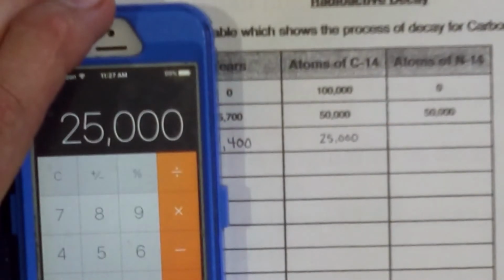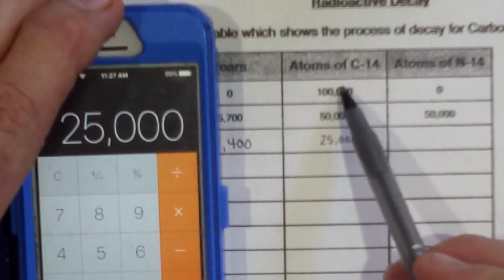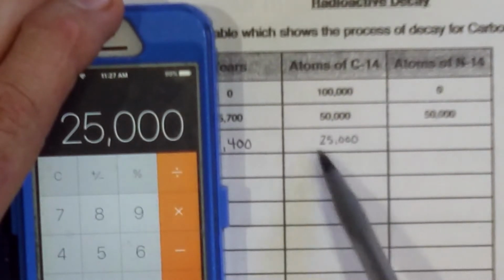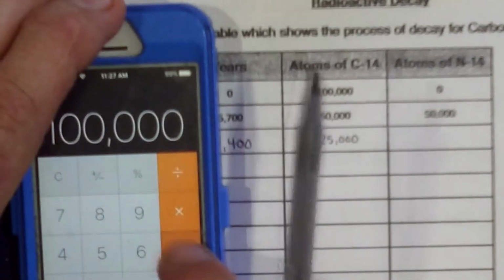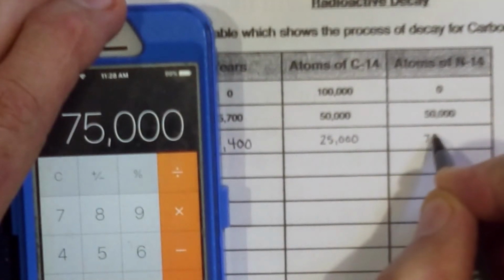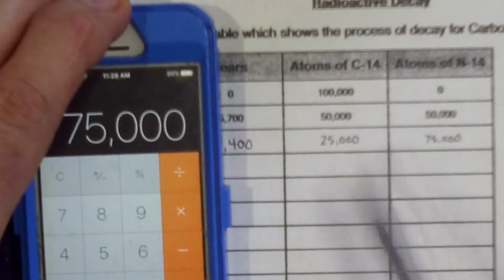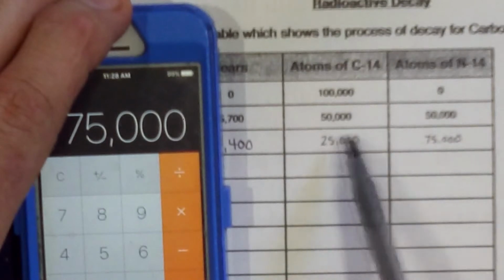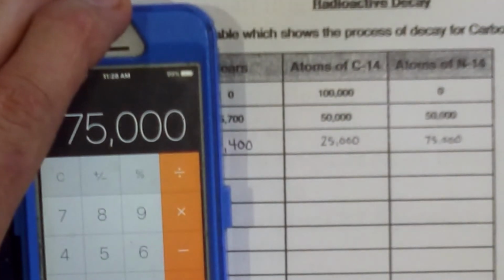How much nitrogen-14 do I have? I started off with 100,000 atoms of carbon-14. I now only have 25,000 atoms of carbon-14. If I take 100,000 minus 25,000, that equals 75,000. One way that I can know that I am correct in the number of atoms that I have for this column is adding these two numbers together should equal the original amount of atoms I had, which was 100,000.